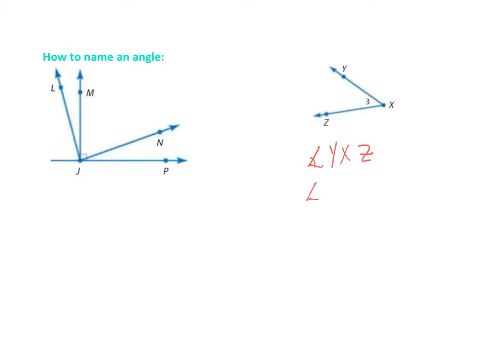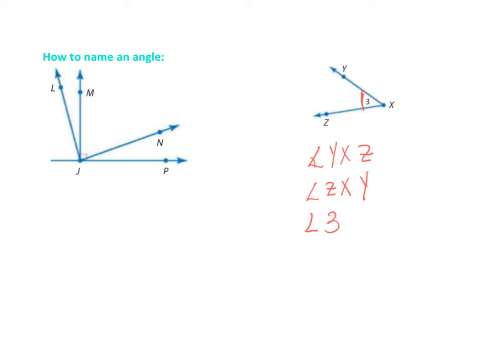I could also say angle ZXY because the two other sides, the endpoints, don't really matter. The vertex is the only important part. The vertex point has to be in the middle when naming the three letters. So I could use three letters to specify the angle. I could also say angle 3 because there is this number here in between telling me that I can call this angle 3.